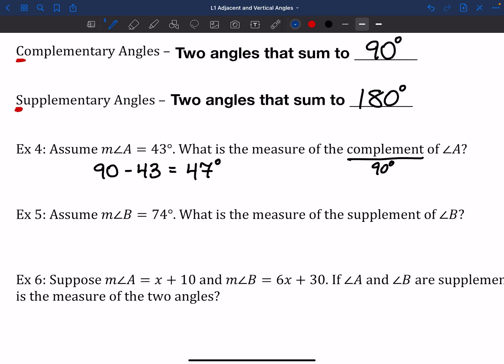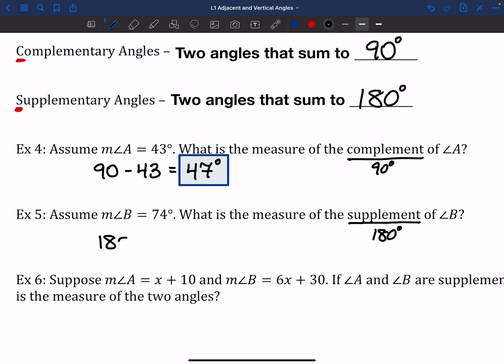And that's all we're doing. We're just running through it just like that, trying to figure out what's the piece that gets me the rest of the way there. Same kind of idea for number 5. We're going to assume that the measure of angle B is 74 degrees. I want to figure out what the supplement of B is. Again, supplement means that they need to add up to 180. So again, same kind of idea.